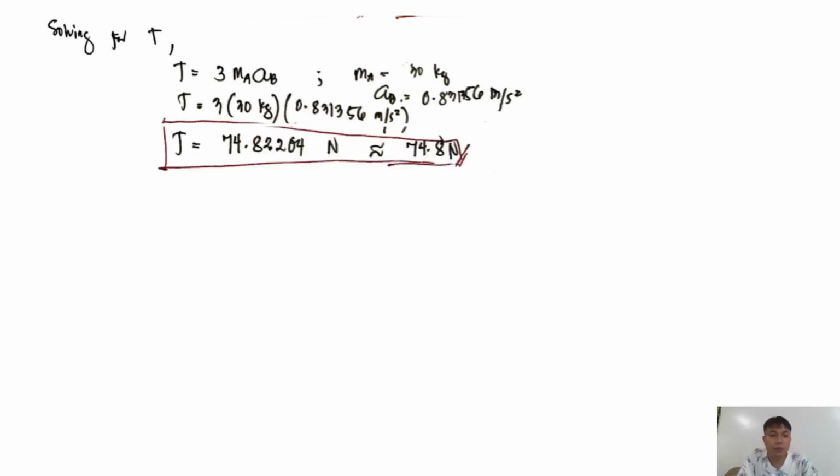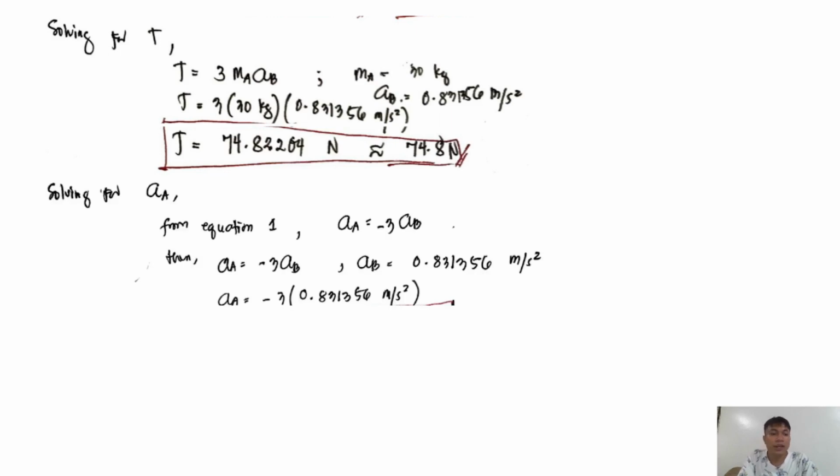So, now the tension will be equal to 74.82204 Newtons, or just equal to 74.8 Newtons. Since we are done calculating the acceleration of B and the tension, we are left with the acceleration of A. To calculate the acceleration of A, since we are given the acceleration of B, we are going to substitute the value of the acceleration of B that we got earlier. This is the equation 1, right? So, we are going to substitute the value of A_B, the acceleration of our block B.